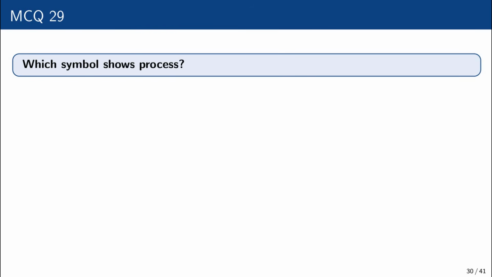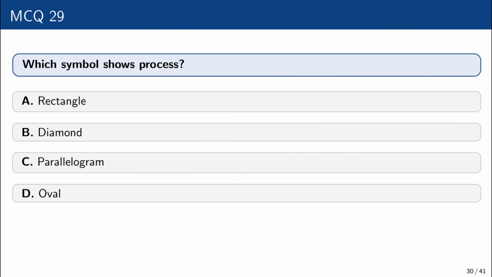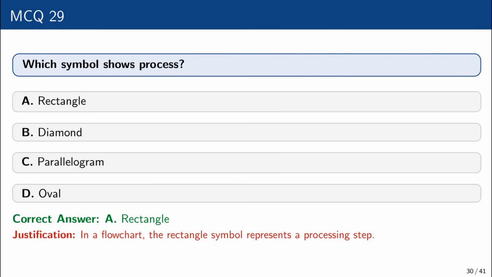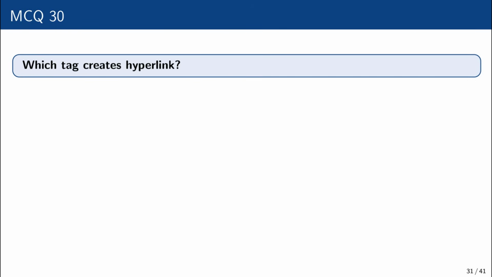Which symbol shows process? Rectangle, diamond, parallelogram, oval. The correct option is rectangle. Because in a flowchart, the rectangle symbol represents a processing step.